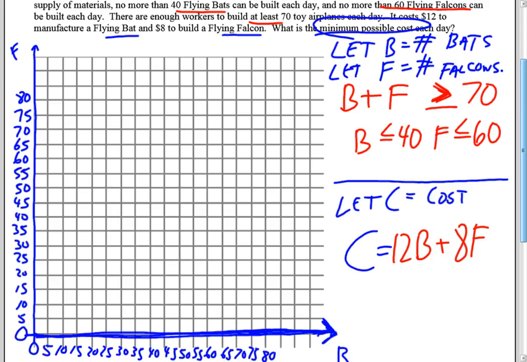For B, that'll be to the left. For F, less than 60, that's going to be below. So you get some shading in 3 different directions. Find where they all intersect or overlap, and that'll be your feasibility region. Point out the points that are in that feasibility region.